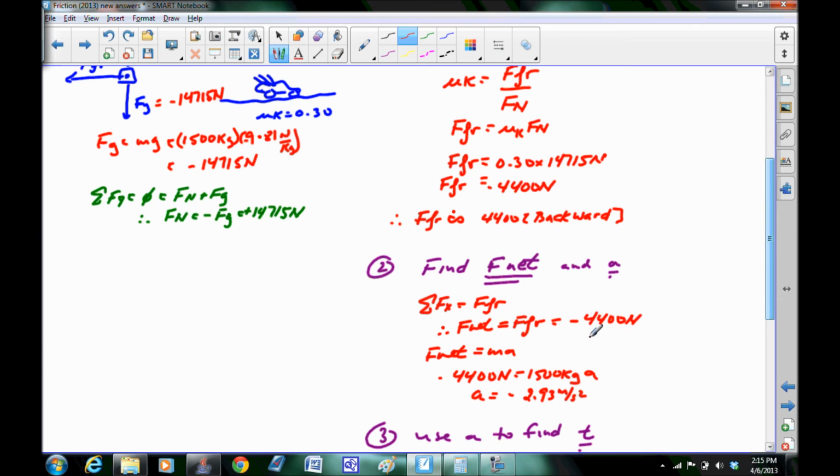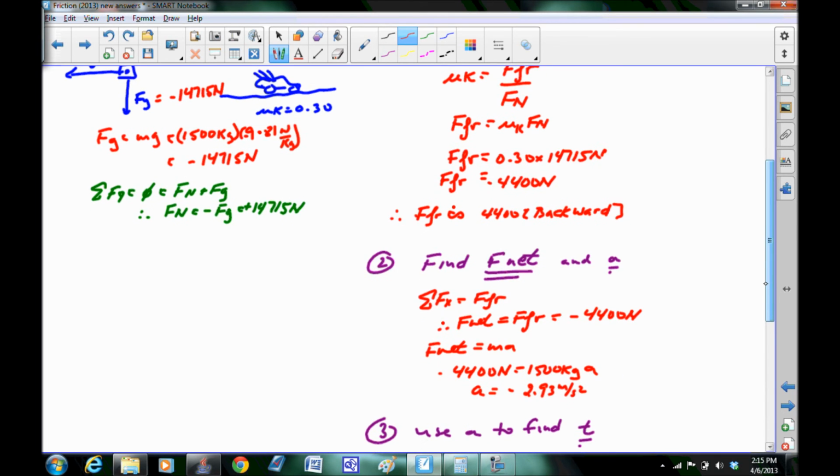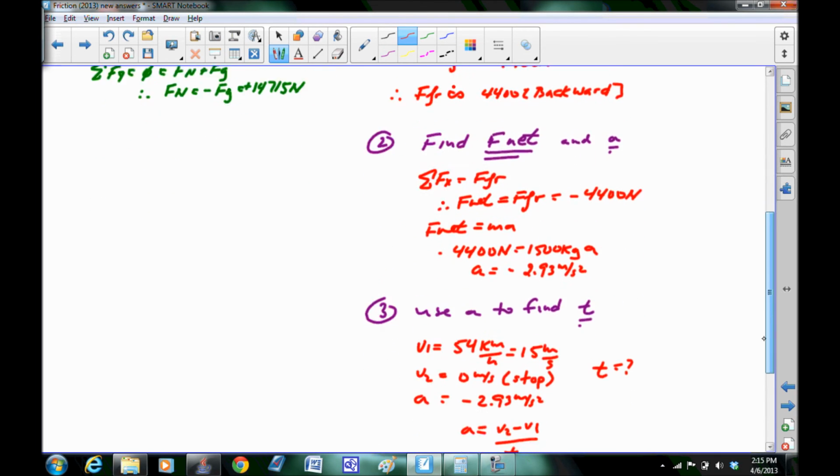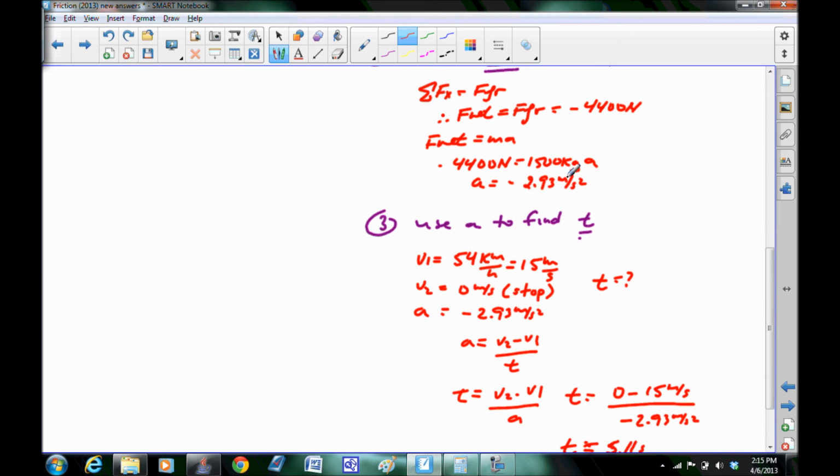Then I can use this value in my F net equals ma equation to get my acceleration. So get an acceleration of negative 2.93 meters per second squared, which makes sense. We're accelerating backwards. We're coming to a stop. And then we're going to use that value to determine how long it takes to stop the vehicle. So the vehicle, the dune buggy, is traveling at 54 kilometers an hour or 15 meters per second. So don't forget the conversions.